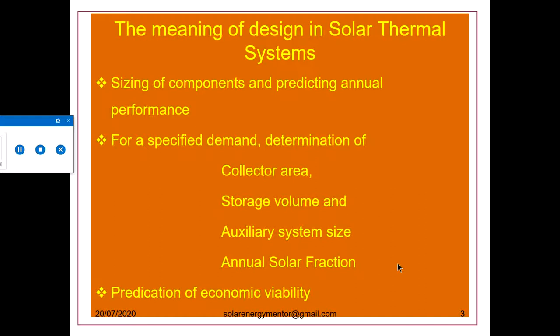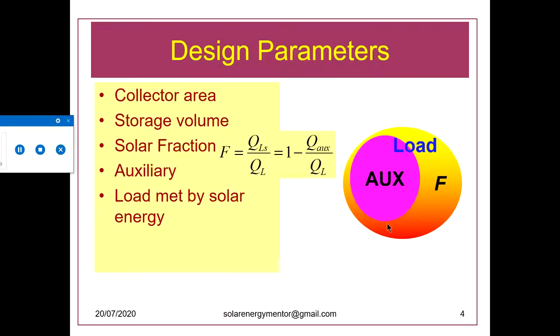The concept of annual solar fraction is explained in the next slide. And then prediction of economic viability. So the determination of all these parameters, the sizing of the components, and then predicting the economic viability, forms the design. So determination of these parameters makes the design of solar thermal systems complete.